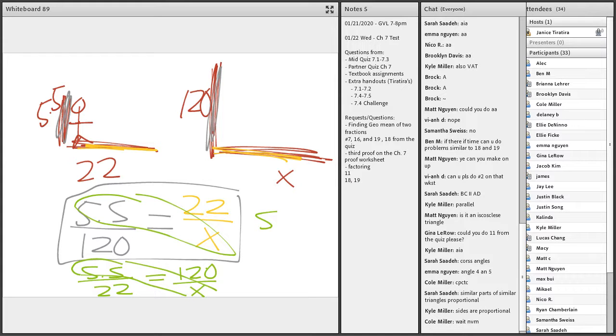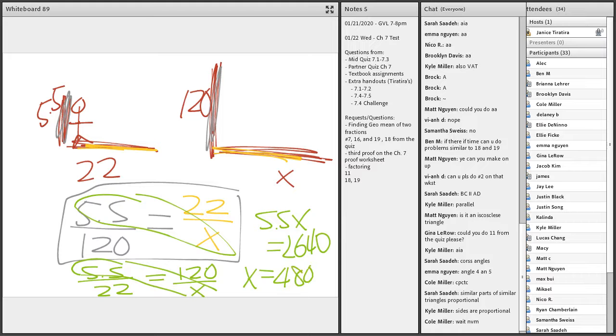But we're going to solve 5.5x equals whatever 22 times 120 is. That is 2,640. And I'm going to divide by 5.5. And I get 2640 divided by 5.5, 480 feet.